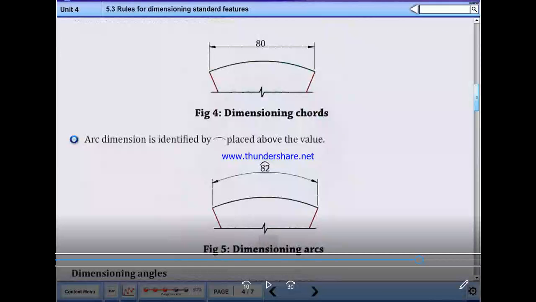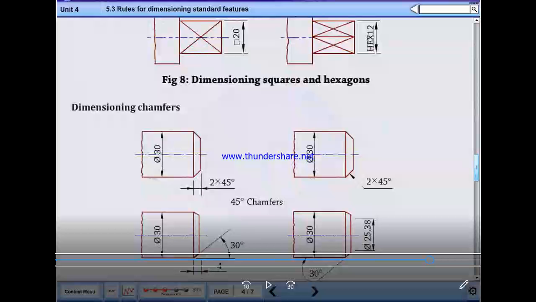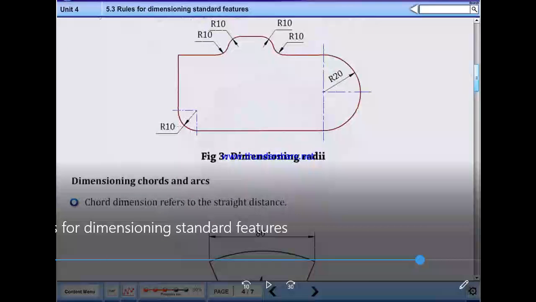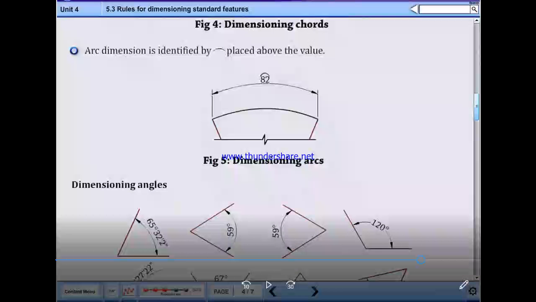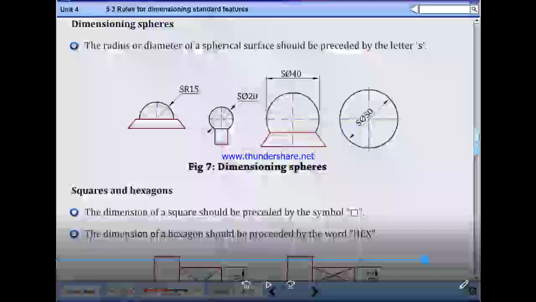Arc dimension is identified by a symbol placed above the value, and the dimension of a sphere is shown like this. The radius or diameter of a sphere surface should be represented by the letter S, which indicates sphere. Dimensioning of chamfers. Dimensioning of angles. Dimensioning of sphere.